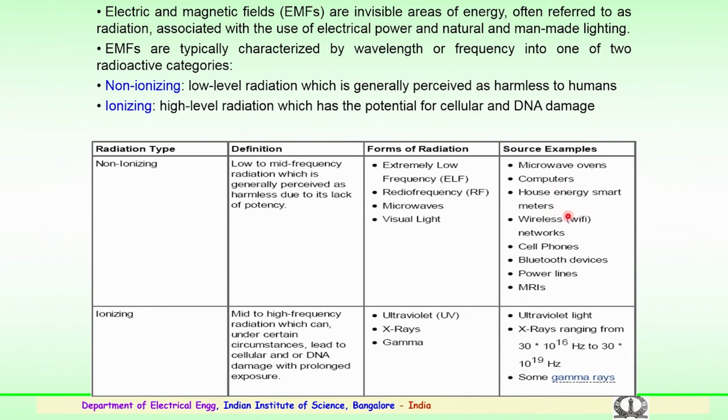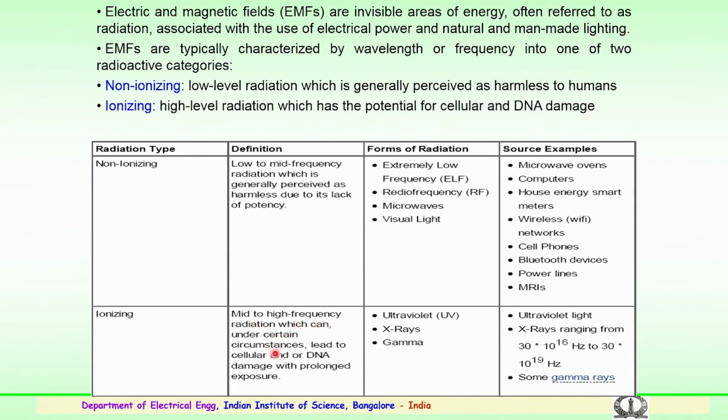Then house energy, smart meters, wireless Wi-Fi networks, cell phones which operate in the gigahertz or very high megahertz range, Bluetooth devices in the gigahertz range, power lines and MRIs, magnetic resonance imaging. These could be the sources of the non-ionizing type of radiation, which is generally not harmful to humans.